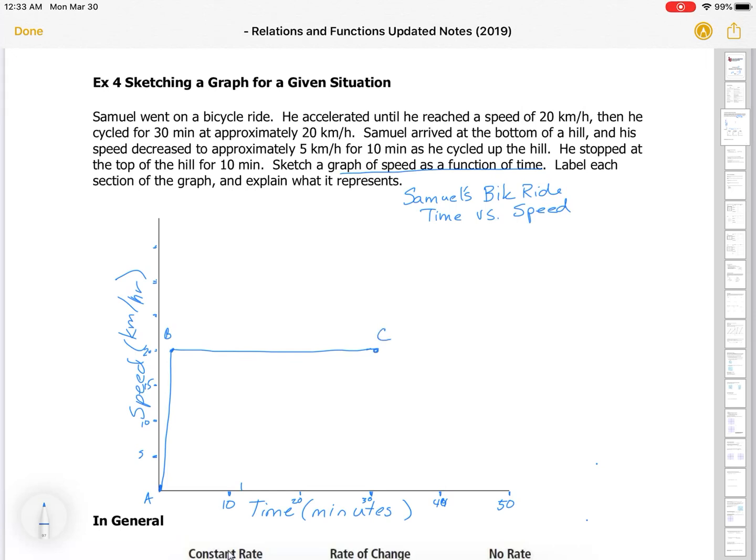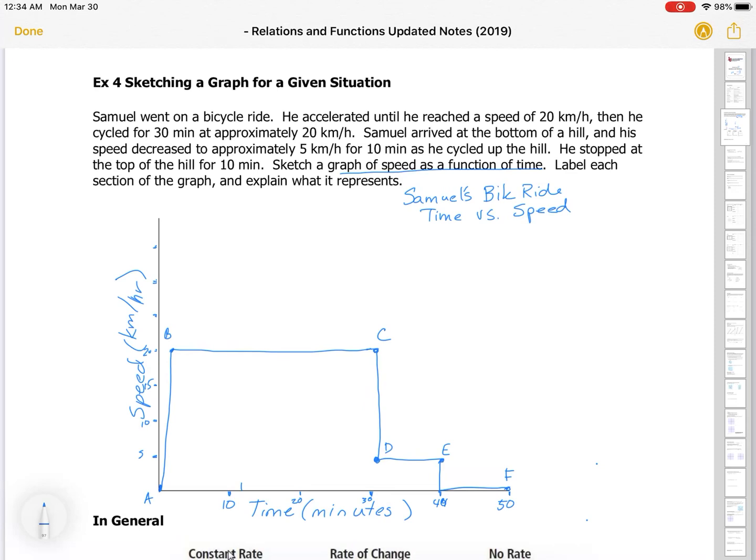so that's our C. Then he arrived at the bottom of a hill and his speed decreased to approximately 5 kilometers per hour for 10 minutes. So when he hit the hill, he slowed right down to 5 kilometers per hour. So we'll call that D. And then it says he cycled up the hill for 10 minutes. So that got him to there. And then he stopped at the top of the hill for 10 minutes. So when he reached the top of the hill, he stopped. He was out of breath. And he rested for 10 minutes at the top of the hill.